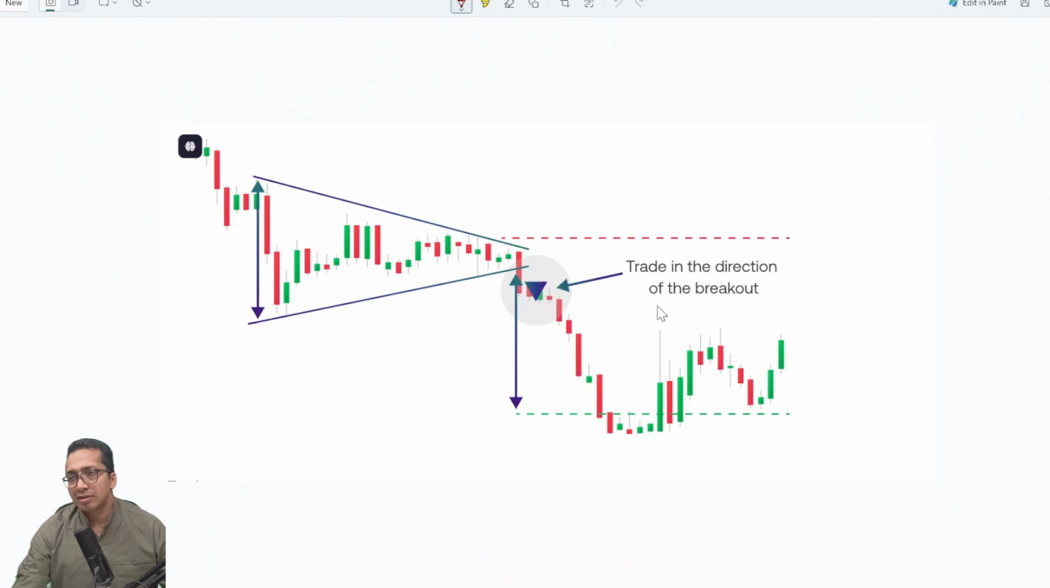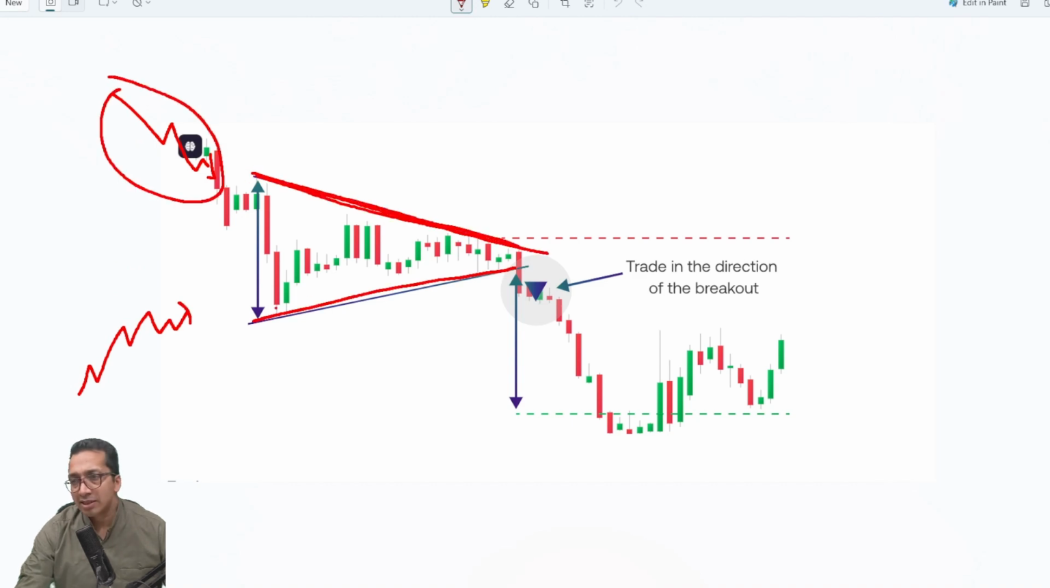Now let's consider another kind of pattern, which is the symmetrical triangle pattern. When we say symmetrical triangle pattern, the previous trend could be from this side, or the previous trend could be from this side. So we have to be very careful. When this symmetrical triangle is formed, we have to see what the previous trend was.